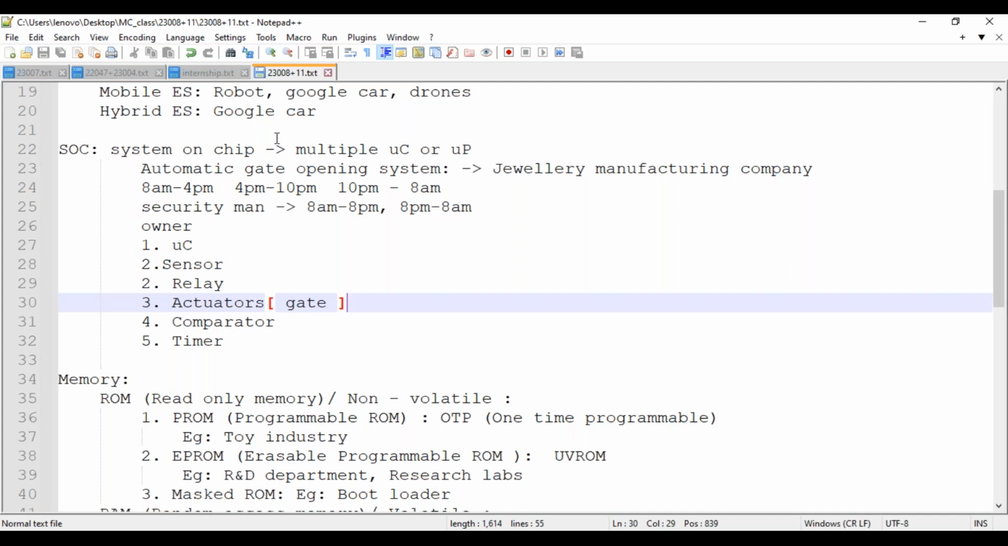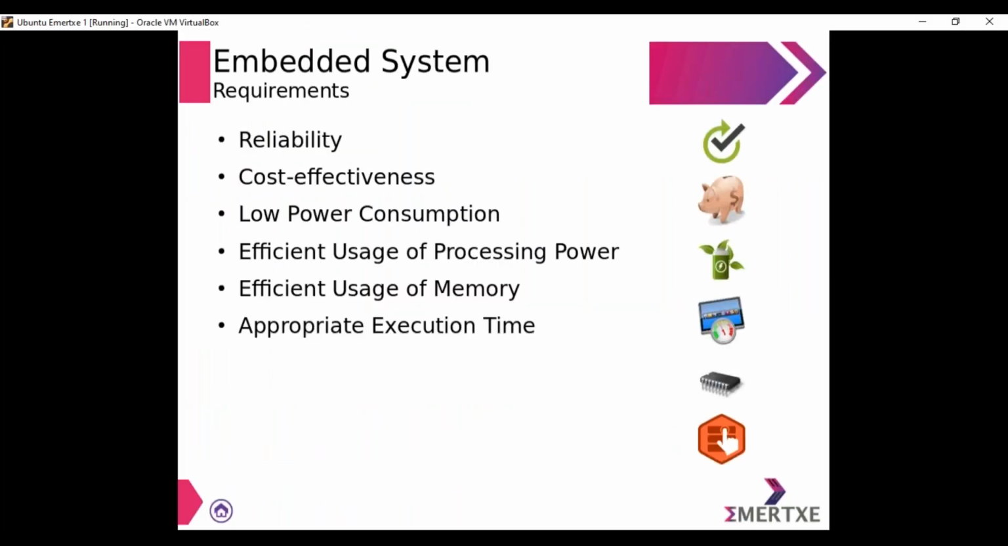Okay. So let us proceed to the next slide here, which is talking about the requirements of embedded system. The very first requirement of the embedded system is reliability. You have to make sure that the product you are going to design is reliable. In common, reliability means something which is related to guarantee and warranty.